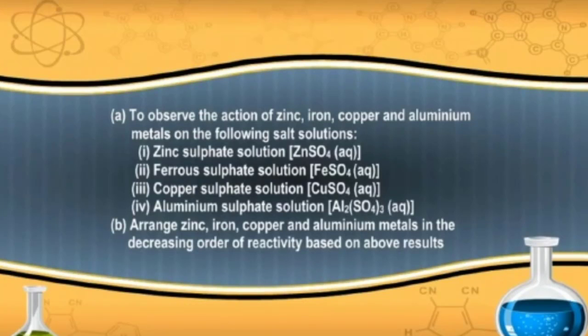1. Zinc sulfate solution, ZnSO4 aqueous. Ferrous sulfate solution, FeSO4 aqueous. Copper sulfate solution, CuSO4 aqueous. Aluminium sulfate solution, Al2(SO4)3 aqueous. B. Arrange zinc, iron, copper and aluminium metals in the decreasing order of reactivity based on above results.